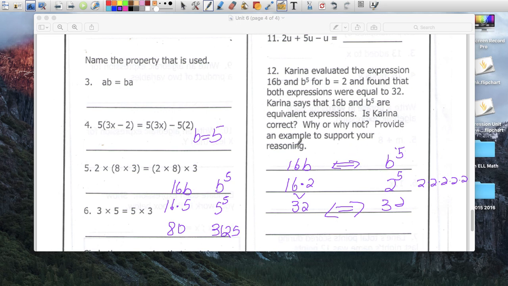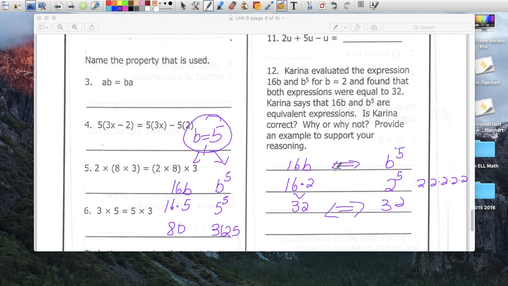So the question is, are 16b and b to the fifth power equivalent expressions? No, they're not, except when b equals 2. When b equals 2, they gave you the same answer. But when b equals 5, and I just proved it over here, do they give you the same answer? No. One gave you 80, one gave you 3,125.